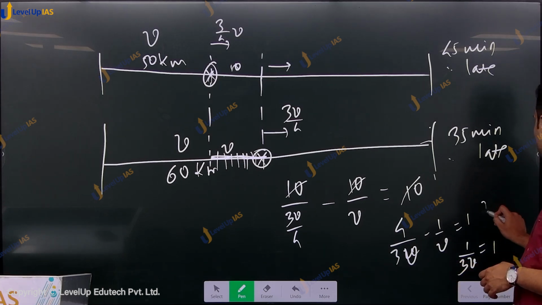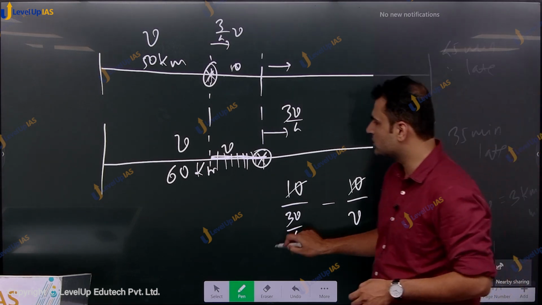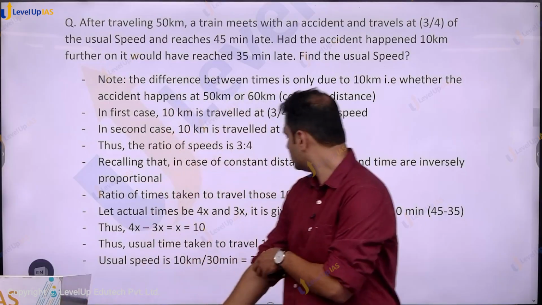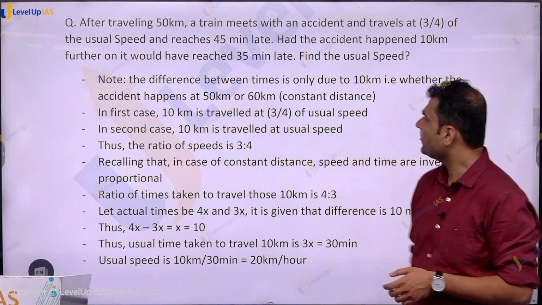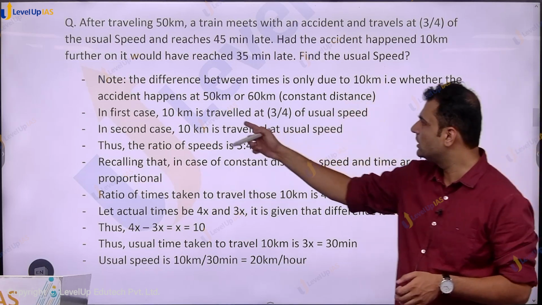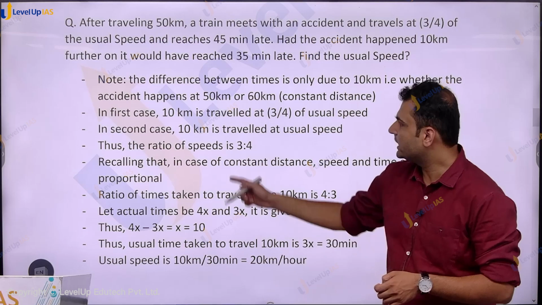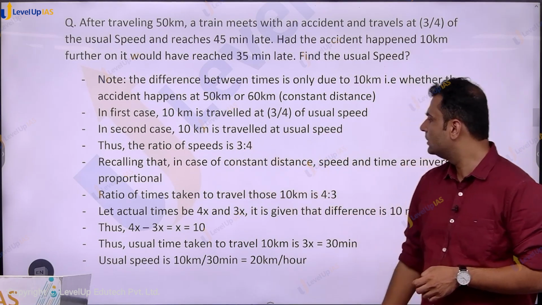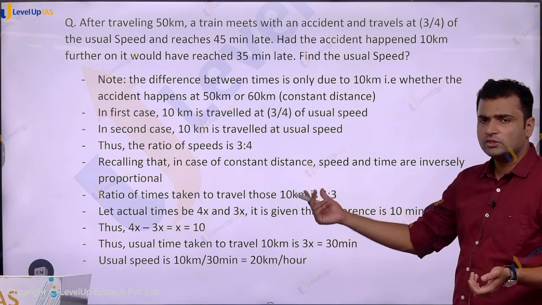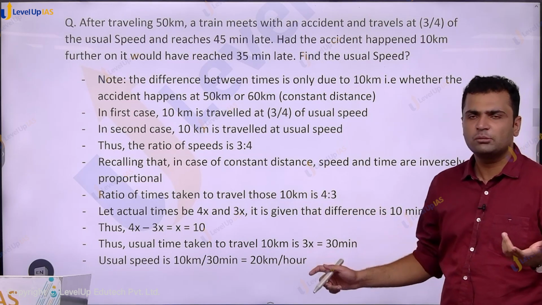So V is equal to 3 kilometer per minute. This kilometer per minute has a speed. We can convert it into kilometer per hour. So look at it. The difference is only due to 10 kilometers. First case, 10 kilometers traveled at 3/4 of usual speed. Second, 10 kilometers traveled at usual speed. So ratio of speeds is 3/4. And if the distance is constant, ratio of times is 4/3, inversely proportionality.